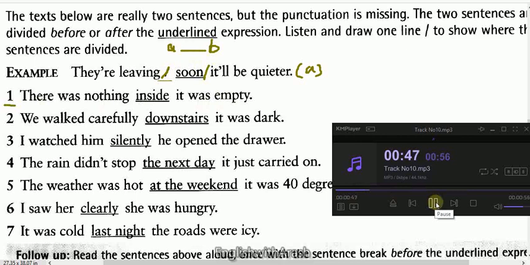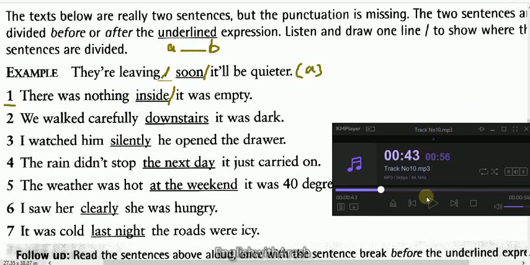There was nothing inside. It was empty. Very good, Saman. It's B. The sentence stops there for a second. It was empty. Right? It's B. Good, Saman. It's not A because the pause is after inside.